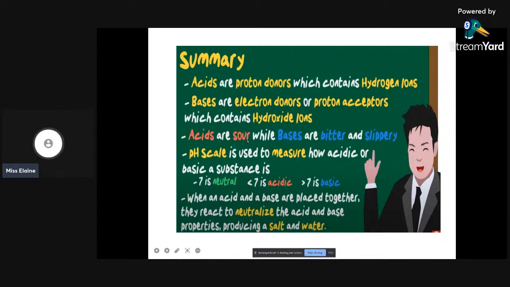So when you say acid or sour, while bases bitter and slippery, always remember acid, maasim. Bases, bitter and slippery. So sa pH level niya, when you say neutral, 7. Pagka less than naman is acidic. When greater than is basic. That's what I've said. So when acid and base are placed together, they react to neutralization. Nagkakaroon ng neutralization. Then yung acid and base properties producing a salt and water.